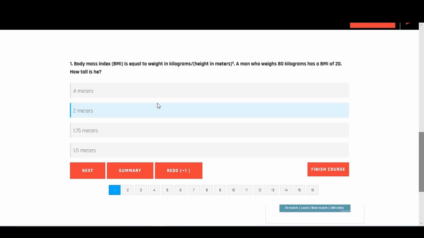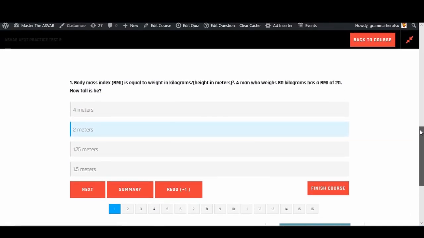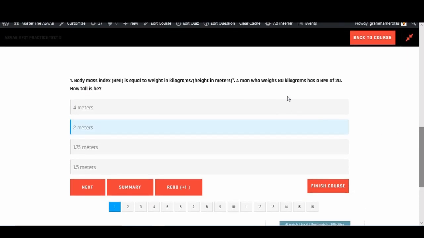Question 1 says body mass index, BMI, is equal to weight in kilograms divided by height in meters squared. A man who weighs 80 kilograms has a BMI of 20. How tall is he? So to do this problem, we have to convert what's given to us in a word problem to a mathematical formula. In this case, it's fairly easy to do.